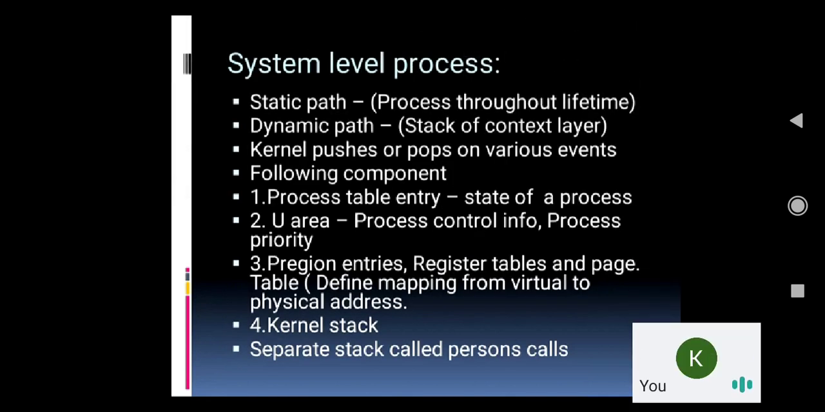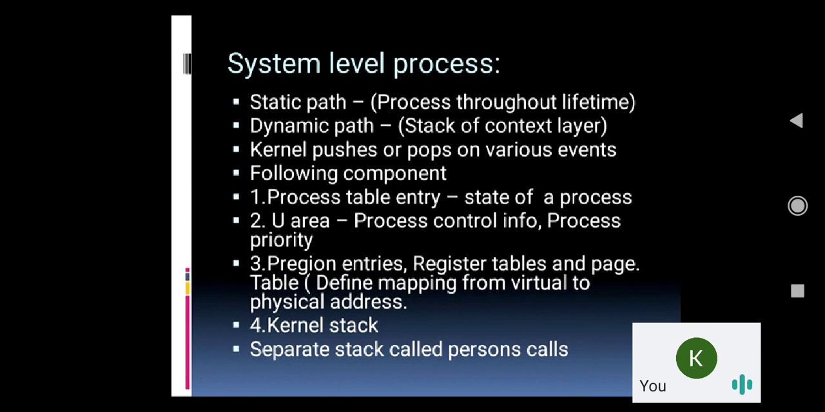Okay, so here we have system level processes. Here we deal with the kernel data structures. As I told, the static part deals with the processes related to your kernel or operating system, which are present throughout the lifetime of the system. We call it the static part. And the dynamic part, in the sense, is whatever user level processes we have in the stack. We call it the dynamic part.